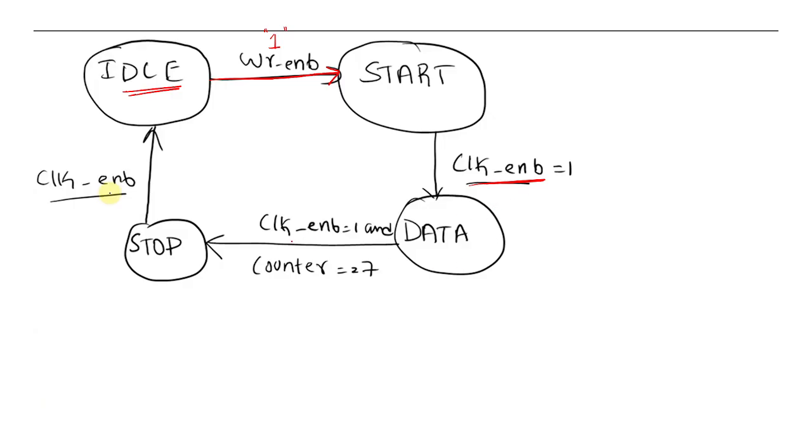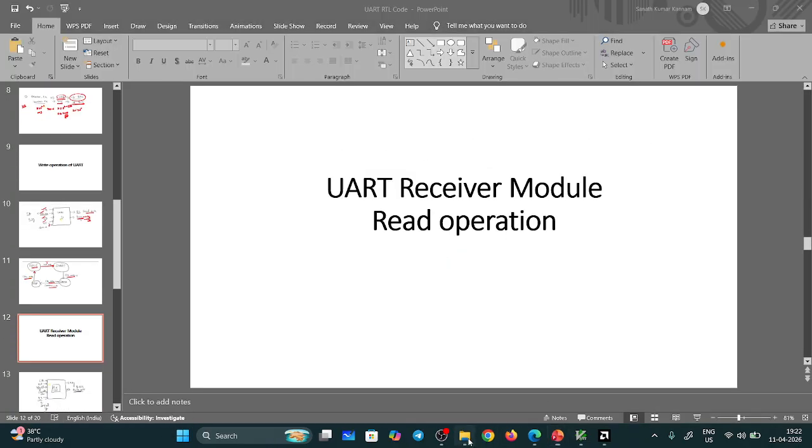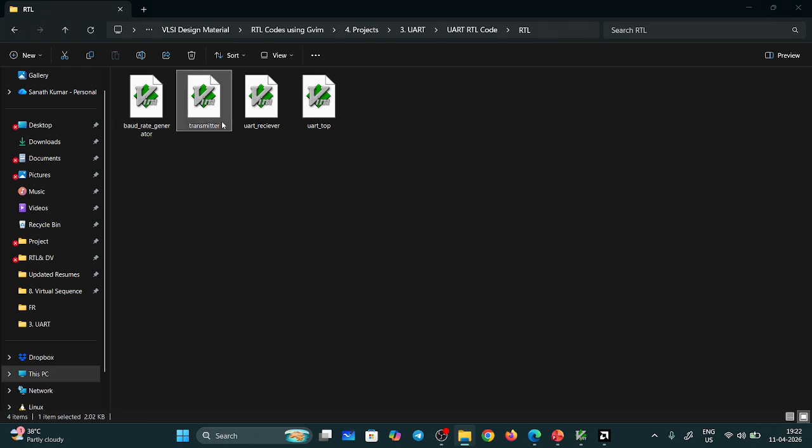Data, and here clock enable equal to 1, and the counter will be initialized to 7. Next it will come to the stop condition, and again clock enable equal to 1 means it will come back to the idle state. Okay, so this is normally my write operation. Next, if you see the code, this is the transmitter.